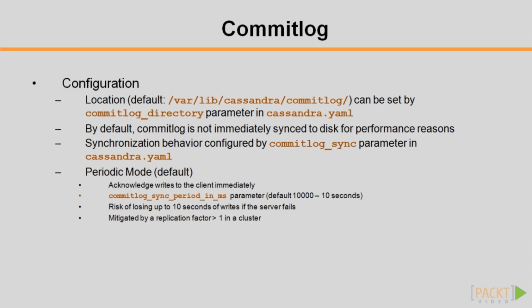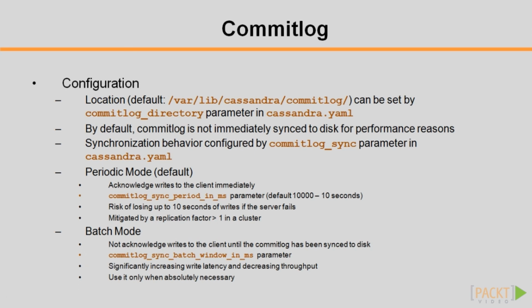Two sync modes are provided. First, the default, periodic mode. Cassandra acknowledges writes to the client immediately and syncs the commit log to disk at regular intervals, specified by the commitlog_sync_period_in_ms parameter, every 10 seconds by default. It means there is a risk of losing up to 10 seconds of writes if the node fails. However, this risk is mitigated by a replication factor bigger than 1, assuming that the chance of more than one node failing in the same 10 seconds is very low.